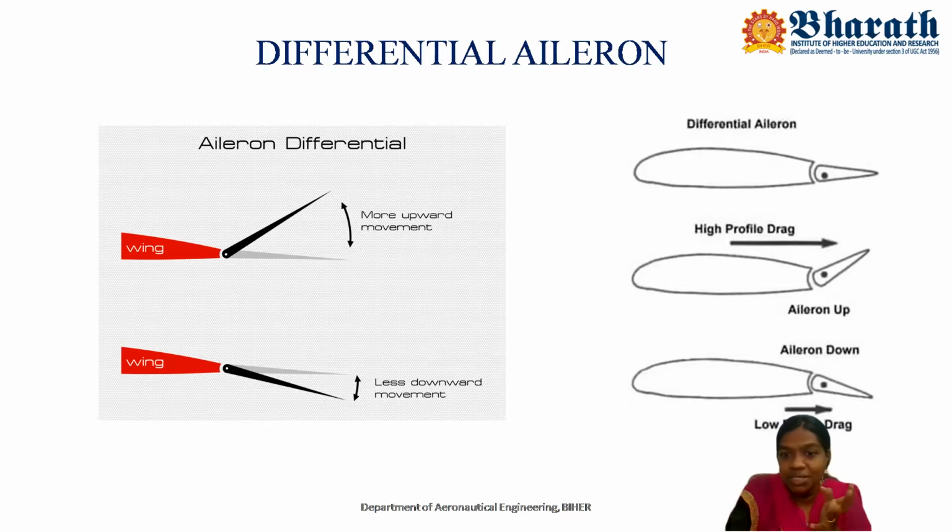So got it? Just observe this figure carefully. When both are deflected at the equal angle, both will have the same value of profile drag. But when they are deflected at different angles, obviously the higher deflected angle will have more profile drag than the lower deflected aileron. When it is deflected down, the angle is less than that of the upward deflection angle. Thereby this change in the drag can be nullified by implementing the differential aileron.